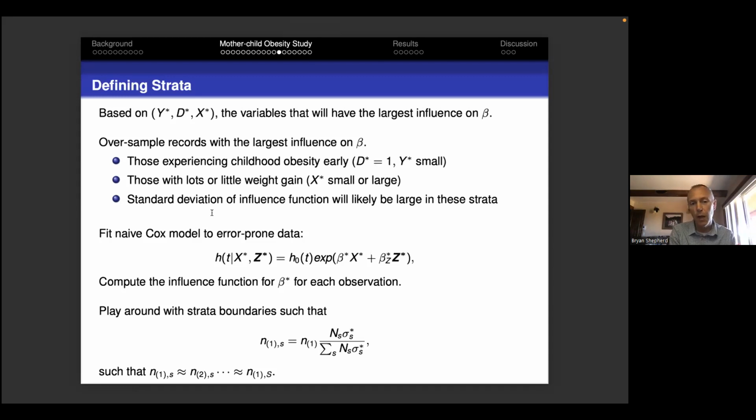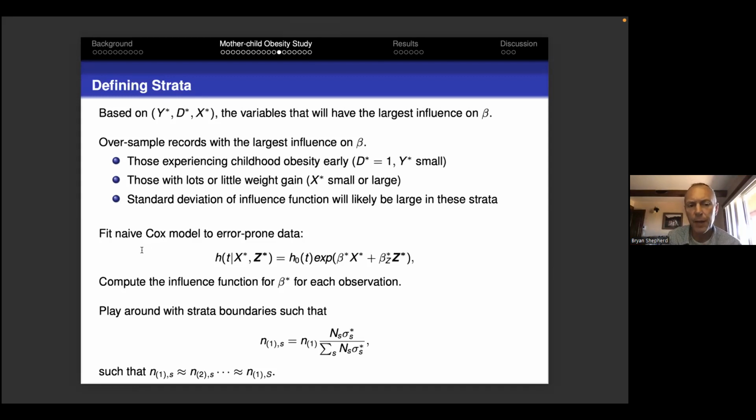Or those with a lot or a little weight gain. So X star extreme values will also have a lot of influence. And the standard deviation of the influence function will likely be large within strata that are defined based on extreme values of these variables. I'll show you in the next slide which strata we actually use, but we're basing it on Y star, D star, and X star.